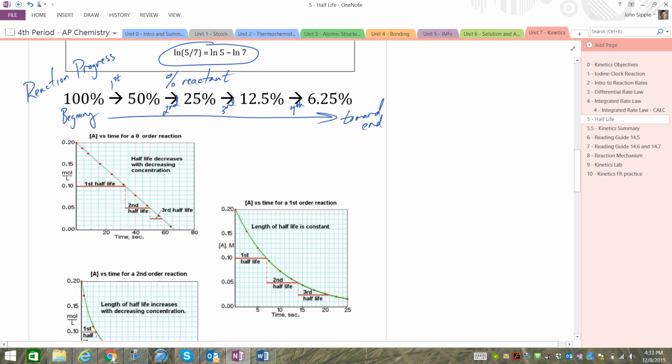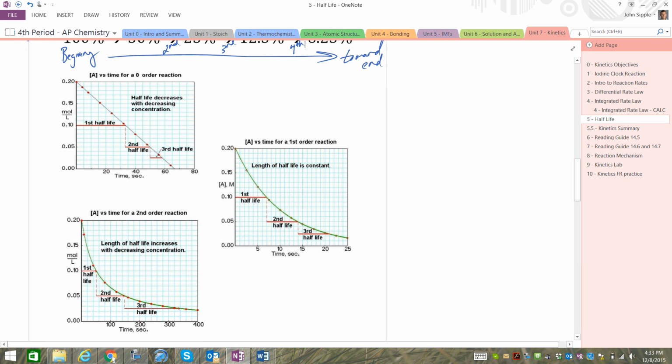This is how a graph would look for each of our reaction orders. For this one here, we have a zero order reaction, with concentration versus time. Notice with a zero order reaction, the time of each successive half-life decreases, and it also depends on concentration. Those are two things to be aware of.